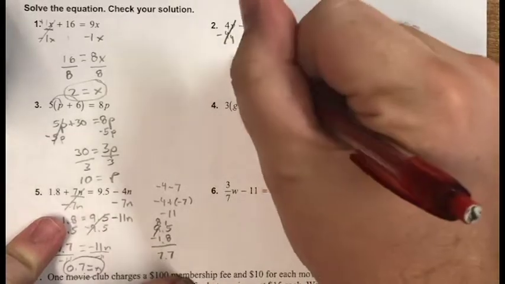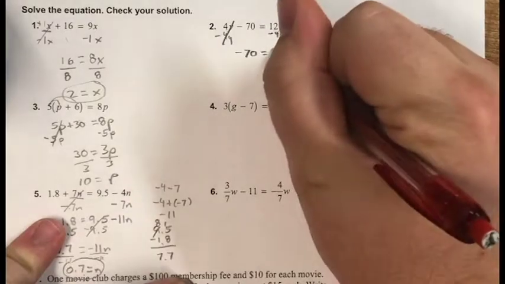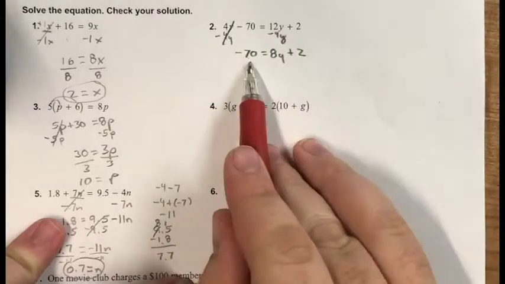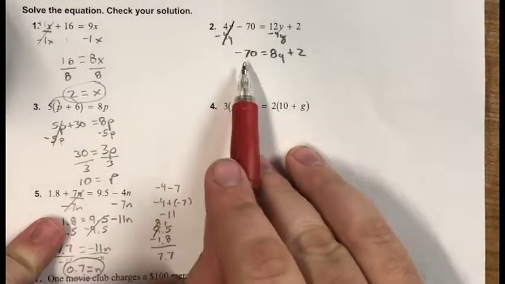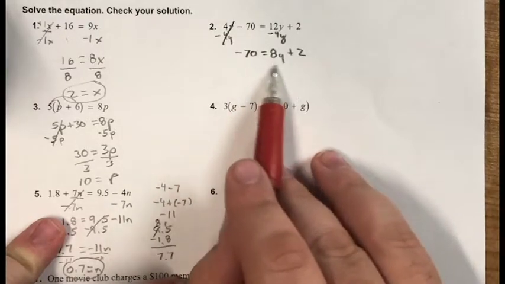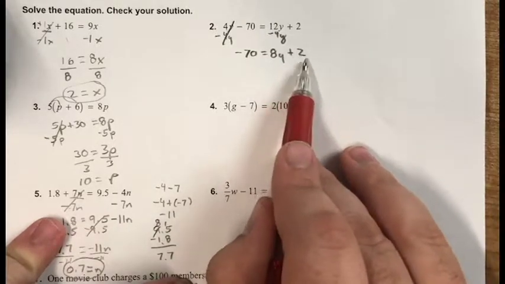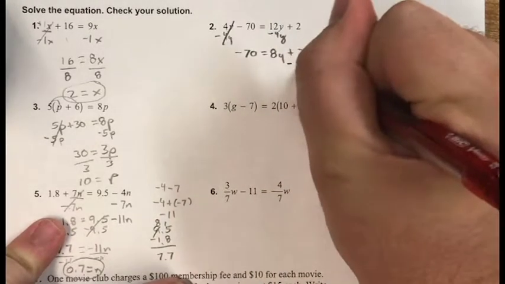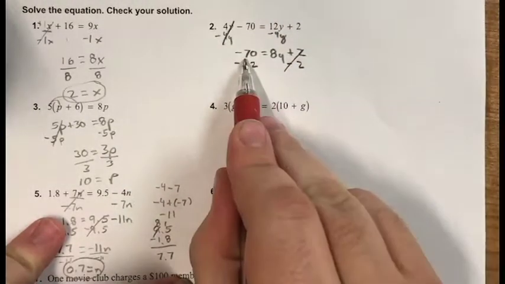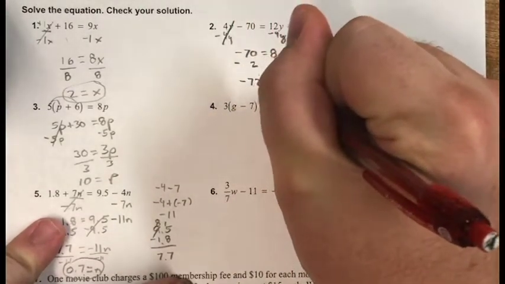4y cancels out, and this leaves me with negative 70 is equal to 12y minus 4y gives me 8y plus 2. Well, I can't do anything else to simplify, so I've moved all the variables to one side. Now I'm going to try to get the variable alone by using SADMEP. Well, I can get rid of this plus 2 because that's an addition. I get rid of it by doing its opposite, which is subtract 2 on both sides. That cancels out. I have a negative 70 minus 2 will give me a negative 72 equals 8y.